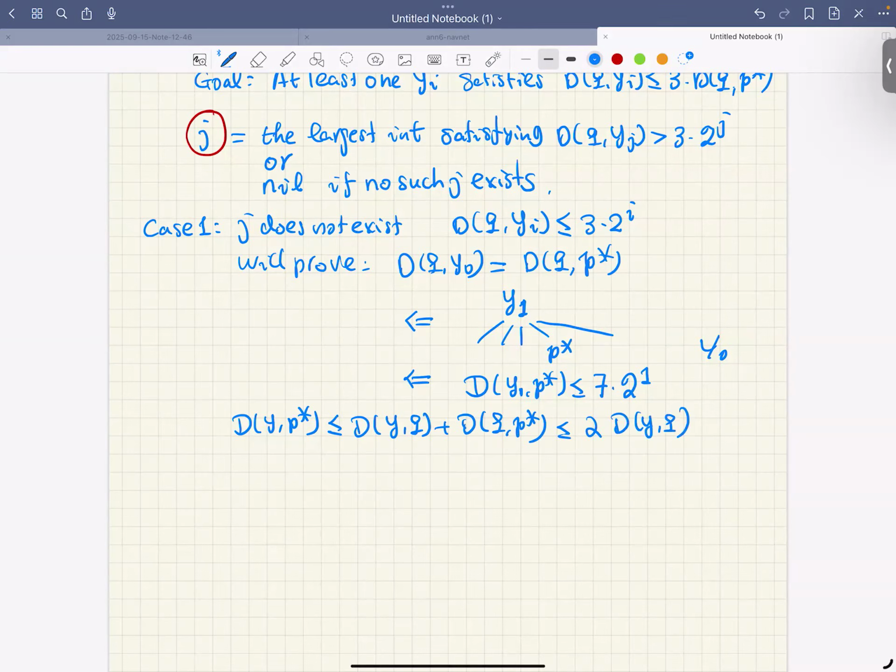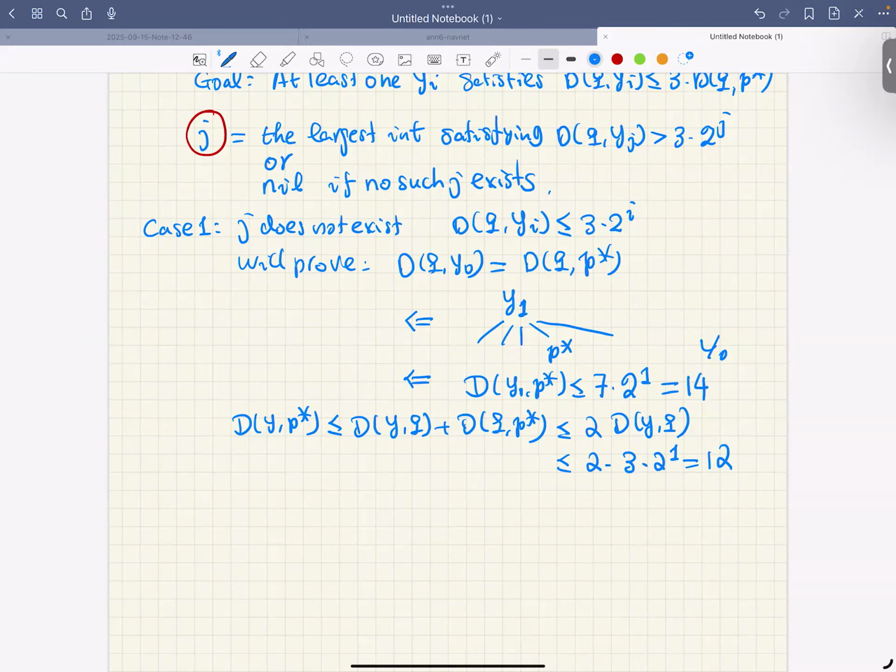But as I said, this query is properly covered at every single level. What I meant by properly covered is 3 times 2 to the power of i. So this means this is less than or equal to 2 times 3 times 2 to the power of 1, because Y is a point at level 1. Now you can see this is 12, and our goal is 14.